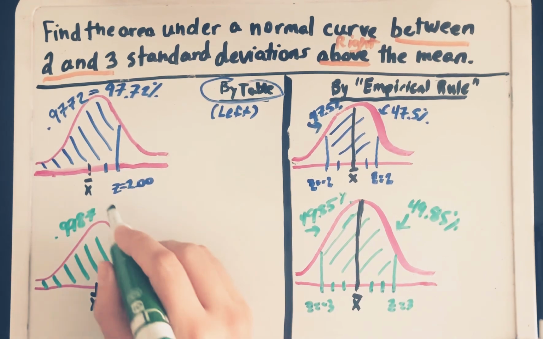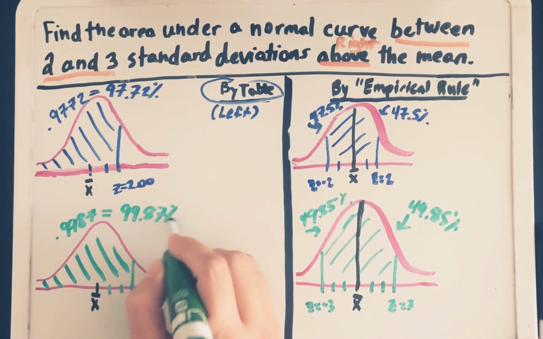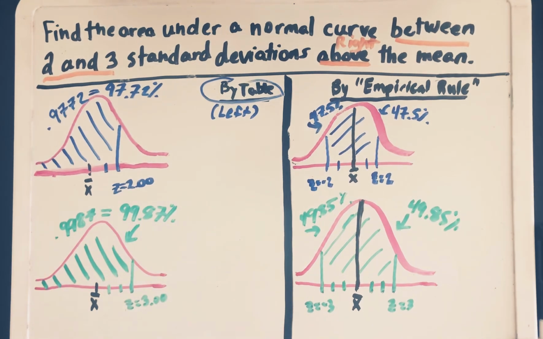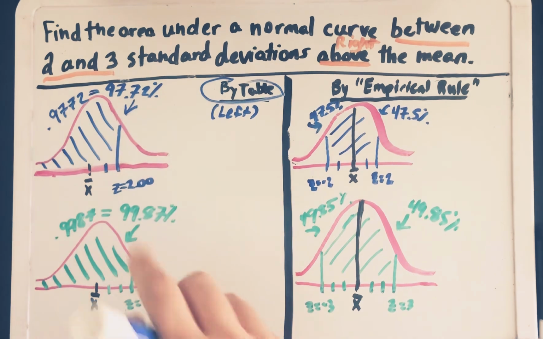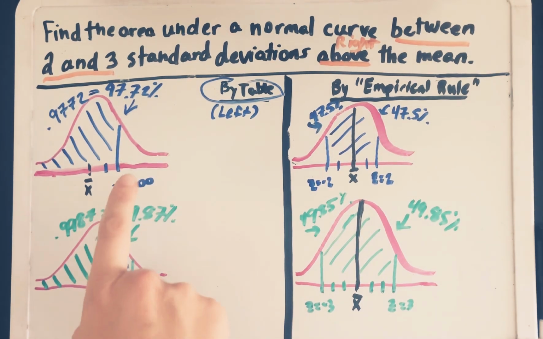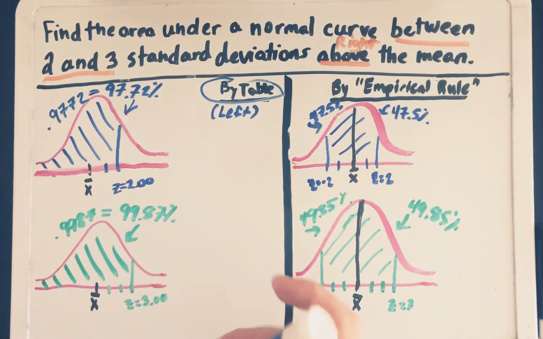0.9987, which as a percentage is 99.87% likelihood. So now we found the likelihood of being below here is 0.9772. The likelihood of being below here is 0.9987. Now notice what they ask us though, okay?